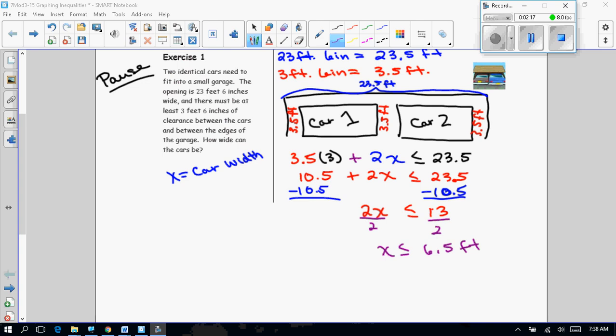So to write my inequality, I have 3 of those 3.5s plus the 2 cars. And I said x was the width of the car. And it all has to be less than or equal to 23.5 feet, right? It's okay if there's more than 3.5 feet in each space, but it has to be a minimum of that. All right, so 3 times 3.5 gave me my 10.5, and so then I just subtracted that over to the other side. So I got 2x is less than or equal to 13, divided both sides by 2, and I got 6.5 feet. So each car is less than or equal to 6.5 feet.